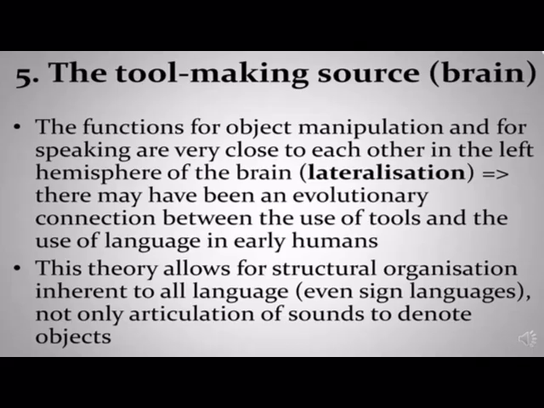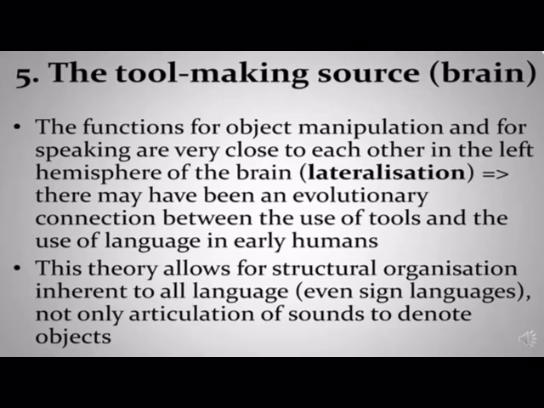In this point, we are discussing object manipulation and the speaking of language. How are object manipulation and the speaking of language connected to each other? They say that in early humans both things were connected. The connection between language and object manipulation in tool making is deeply rooted in cognitive and evolutionary processes.